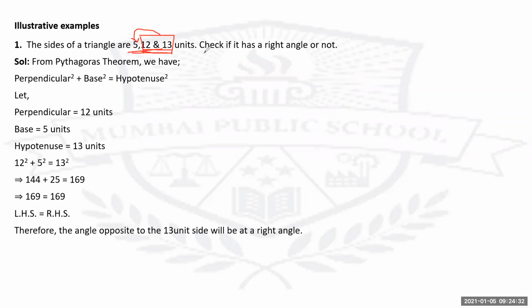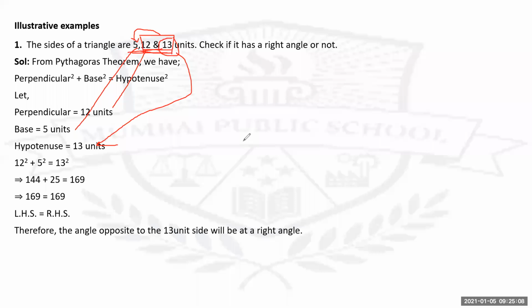Understand? So from Pythagoras theorem, what we have? We have perpendicular square plus base square equals to hypotenuse square. Means hypotenuse square equals to the sum of the squares of the remaining two sides. Now the largest number among these is 13. So this 13 would directly go with the hypotenuse. So hypotenuse equals to 13 units. Perpendicular, you're taking as 12 units. And 5 you're taking as the base.